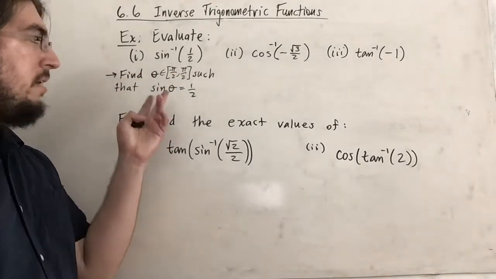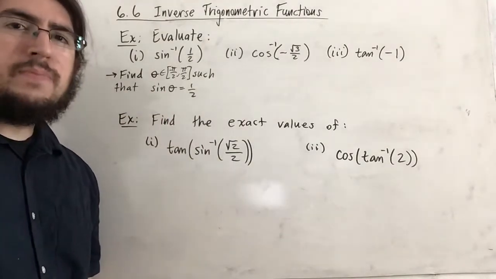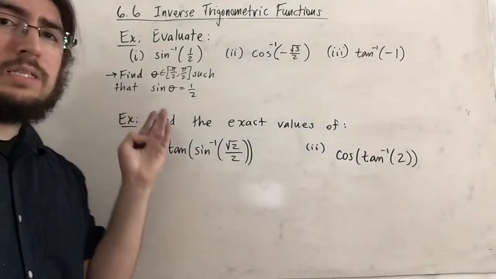So we're looking for an angle such that sine is 1/2. Now we actually know in the first quadrant, when is sine 1/2?